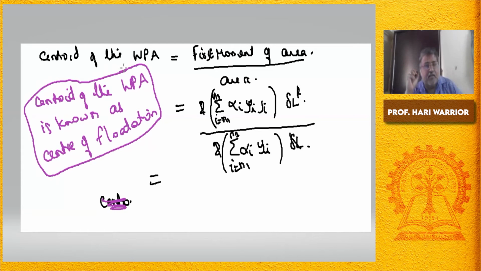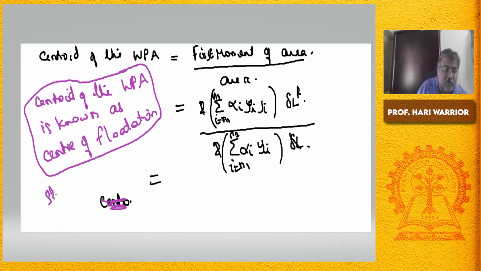Centroid of the water plane area is known as the center of flotation. Okay, this is something you have to remember. They will always ask this in interviews. If you are going for naval architecture jobs, they usually ask: what is meant by center of flotation? And what was the important thing we saw about the center of flotation?